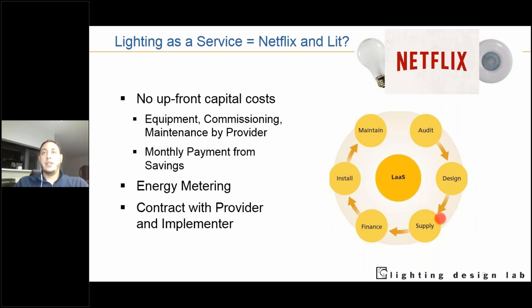And then the way this implementer makes their money is by the realized savings. If a new PoE lighting system is implemented in a space where a lot of the lighting strategies can be leveraged, and we're going to talk about these lighting strategies in a very short moment, you will realize savings in that energy bill. That monthly savings is how you pay the implementer, on a subscription type model. And that's what we call Netflix and lit.